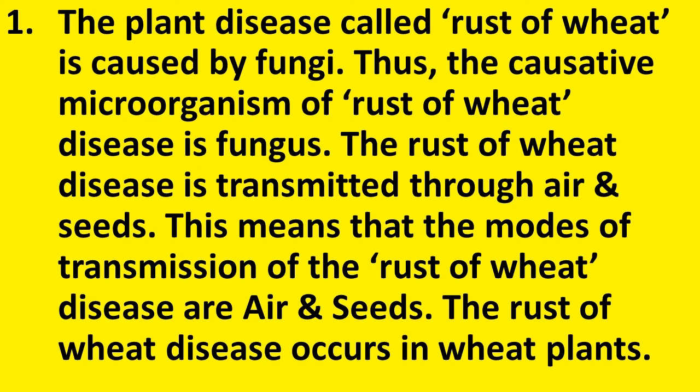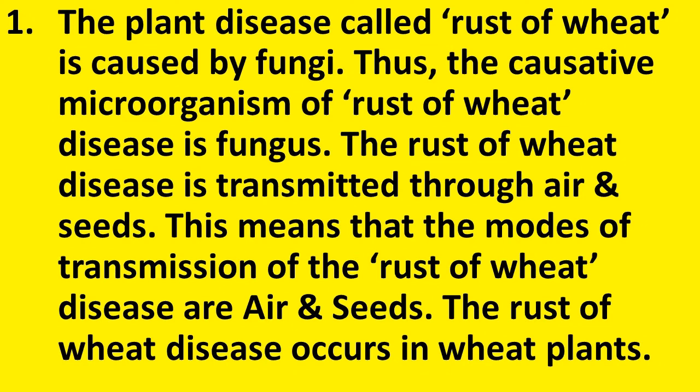Thus, the causative microorganism of rust of wheat disease is fungus. So, the disease called rust of wheat in plants is caused by a fungus. The rust of wheat disease is transmitted through air and seeds. This means that the modes of transmission of the rust of wheat disease are air and seeds.